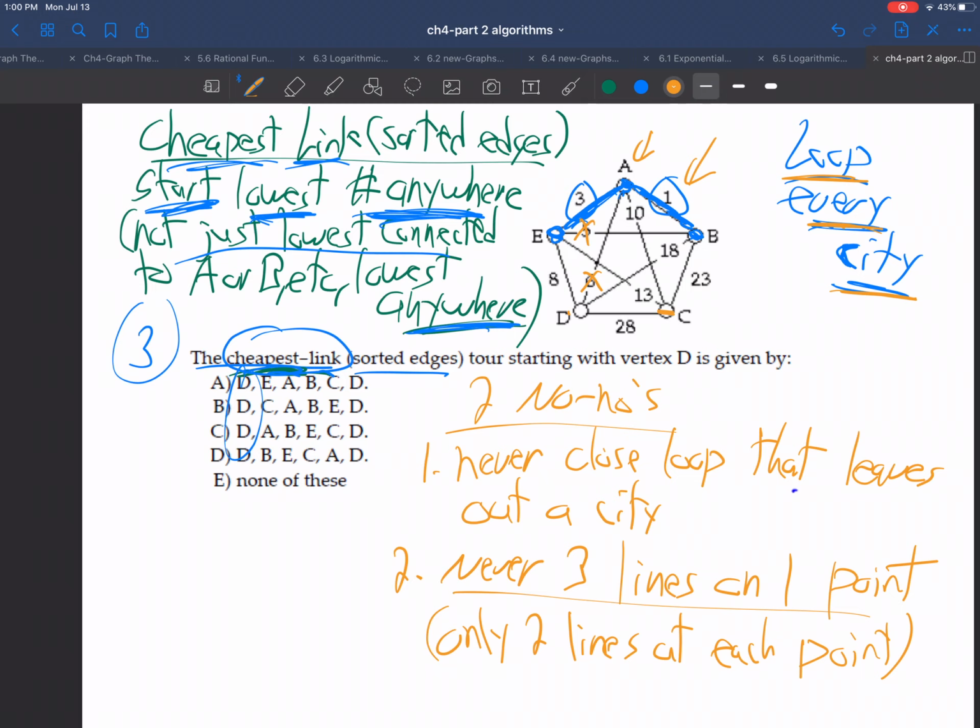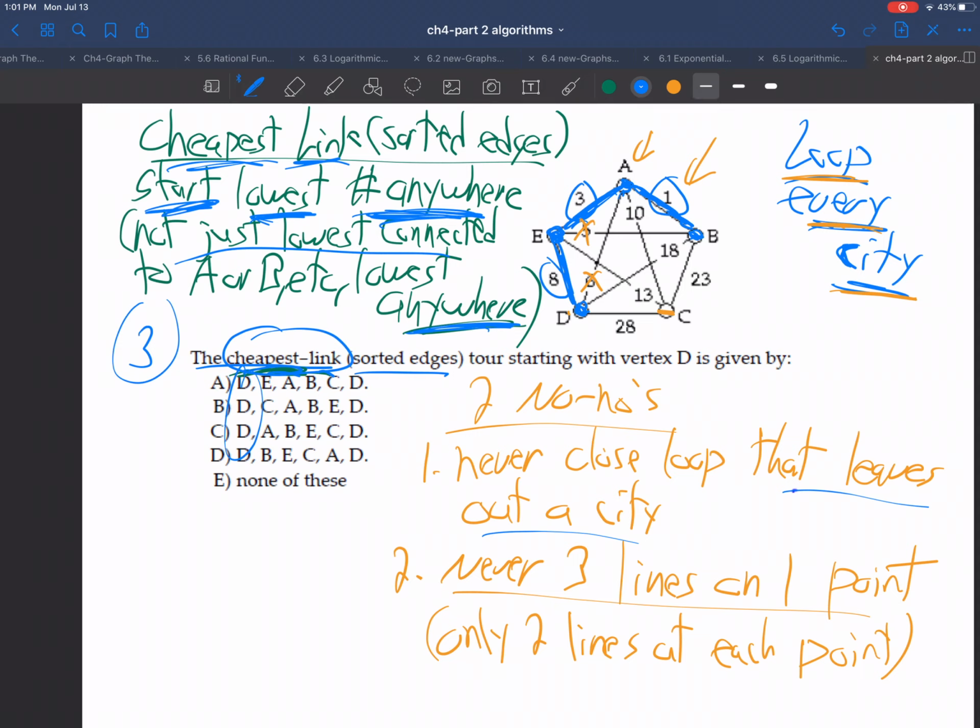All right, what's the next lowest number? Looks like the 8, right? Is that one okay? Yeah, that's okay. It doesn't make a loop that leaves out a city, and it is not 3 lines hitting any points. That's good.